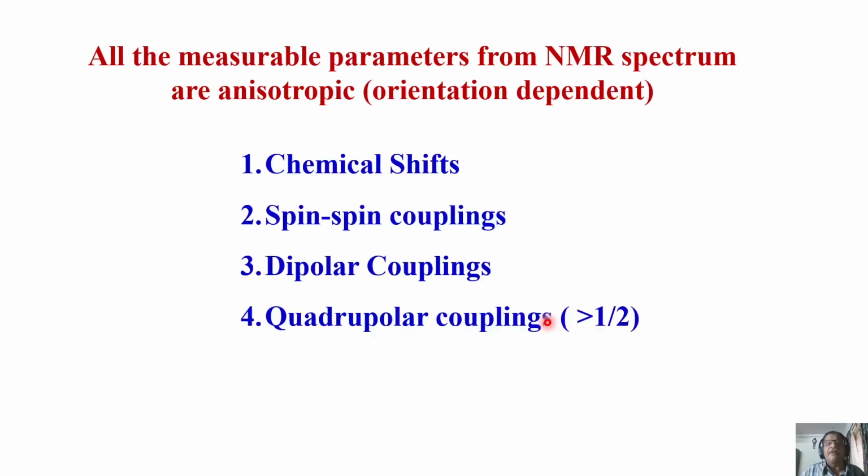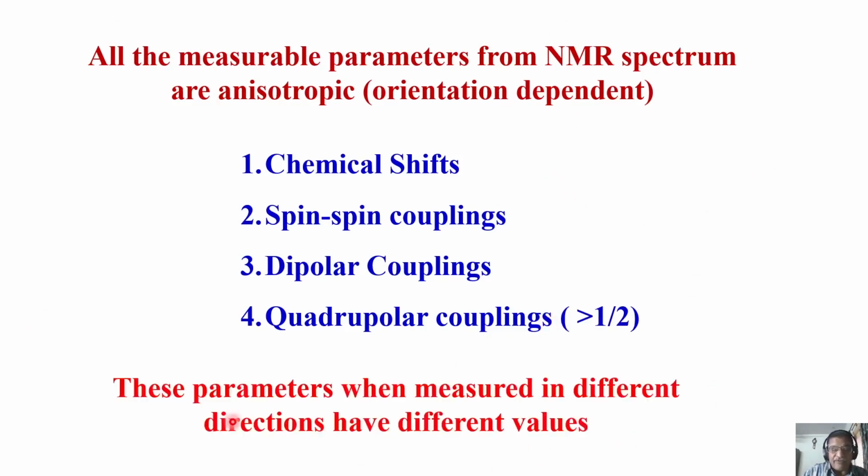I discussed last time, when I introduced chemical shift, dipolar coupling and J coupling, that every parameter is anisotropic, orientation dependent. And I said some of these things get motionally averaged out, some do not. But these are the four important parameters which we get, and when measured in different directions, they have different values.